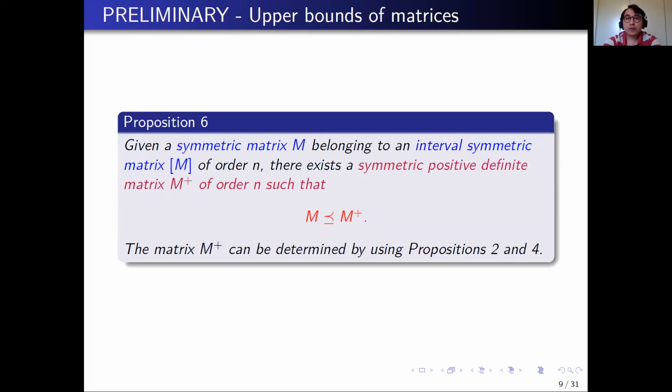Proposition 6, also developed in this work, says that there exists a symmetric positive definite matrix M plus, which is an upper bound of all symmetric matrices M belonging to a given interval symmetric matrix [M]. And the expression of the matrix M plus can be determined by using propositions 2 and 4.